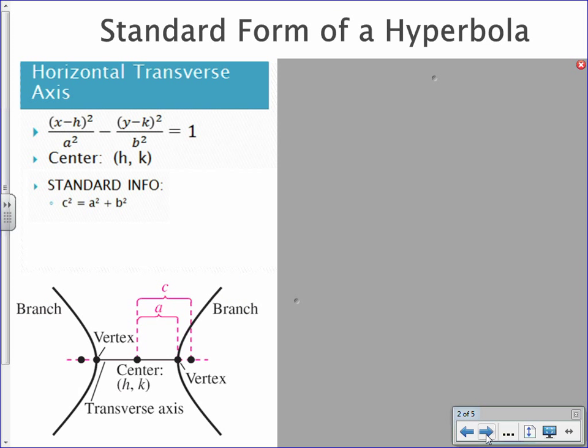So let's talk about the standard form of a hyperbola. You will notice that it looks very similar to that of an ellipse, except we have subtraction in between x squared and y squared. So with a hyperbola, one of the squared terms is going to be positive, one of the squared terms is going to be negative. Our center is still at (h, k). That has not changed throughout this unit.